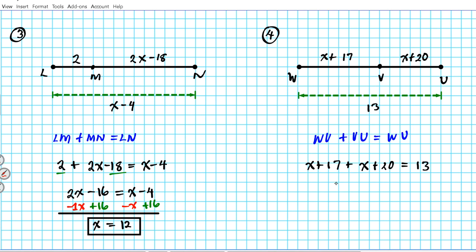Now we're going to simplify the left side by combining like terms. So x and x, if you combine those two, is 1x plus 1x, that's 2x. And then 17 plus 20, combine those two, that's plus 37, and that equals 13. Now to get x isolated, we're going to carry out two algebraic steps. Step 1, subtract 37 from both sides, and then divide by positive 2. Okay, let's do it. So subtract 37 from both sides of the equation.